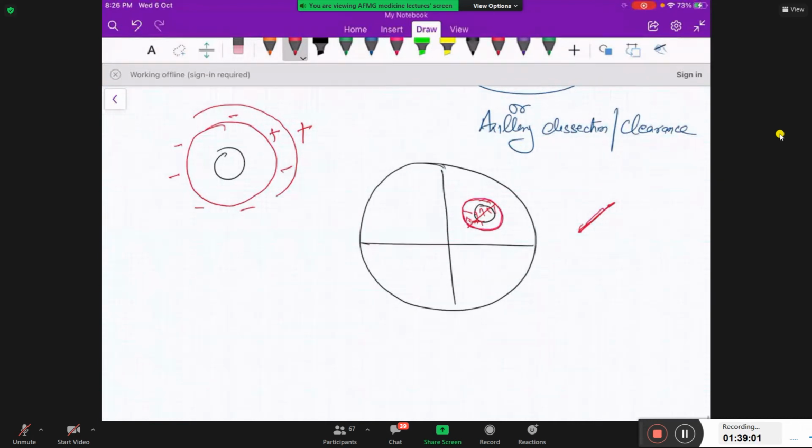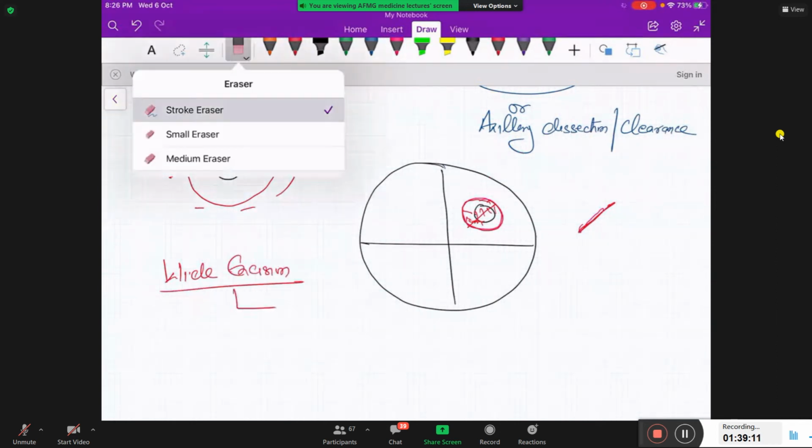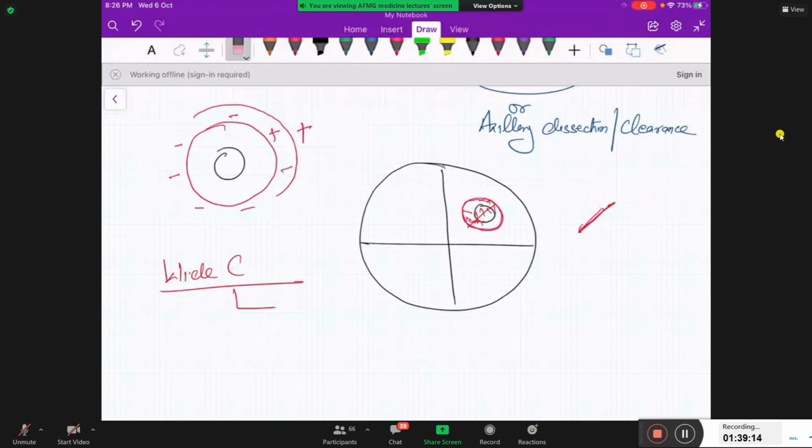If you are asked, what is the margin of wide excision in carcinoma breast? What is a wide margin if you are asked in carcinoma breast? It is 1 centimeter. You have to take 1 centimeter of normal tissue around the breast malignancy.